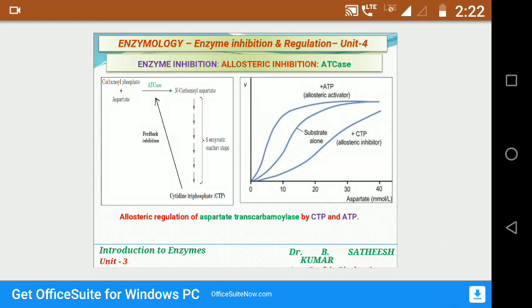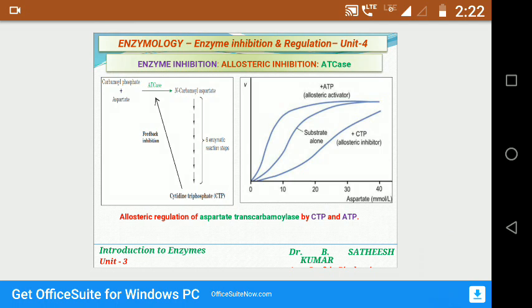Allosteric enzymes are regulated by feedback mechanism, and they are oligomeric proteins. They have catalytic subunits as well as regulatory subunits. Regulatory subunits bind allosteric activators and allosteric inhibitors also. They always exist in two forms, T form and R form. T form is the inactive form, R form is the active form.